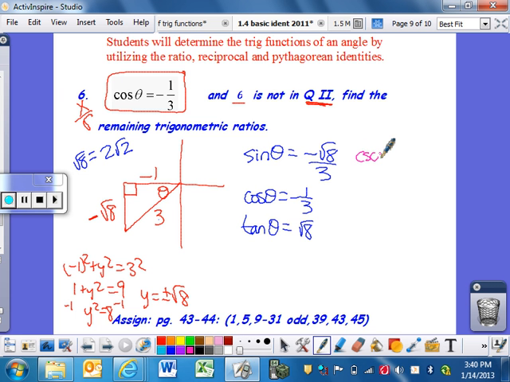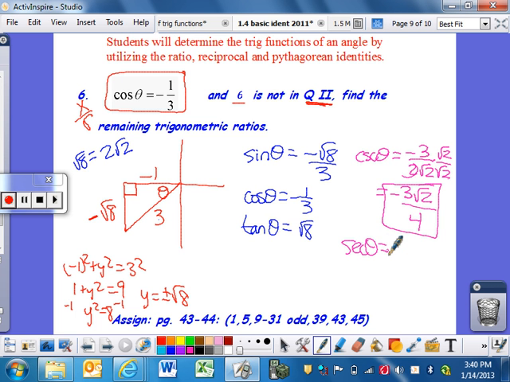So cosecant theta is going to be negative 3 over, I'm going to write 2 root 2 now. But I can't have that. So I need to multiply by square root of 2 over the square root of 2. So it's actually equal to negative 3 root 2 over 4, because square root of 2 times the square root of 2 is 2, and I have to multiply by this 2 that's sitting there. So that's your cosecant. Secant theta is going to be just negative 3 over 1.